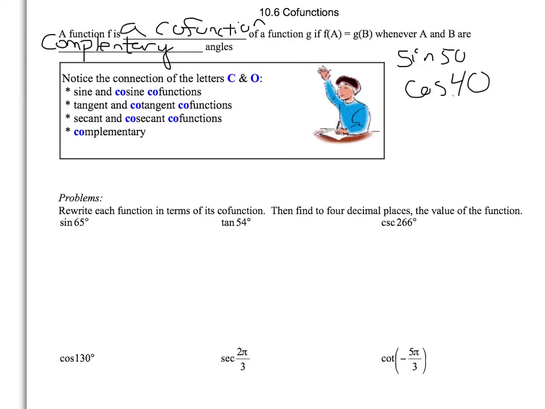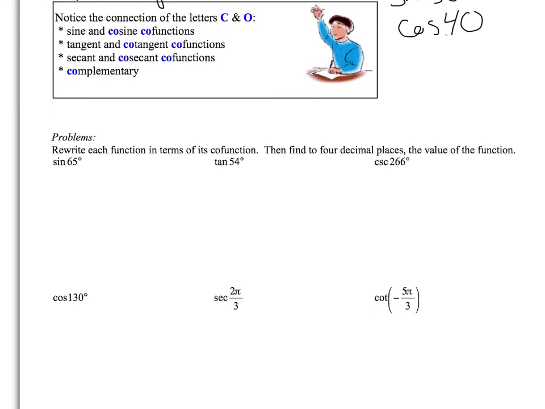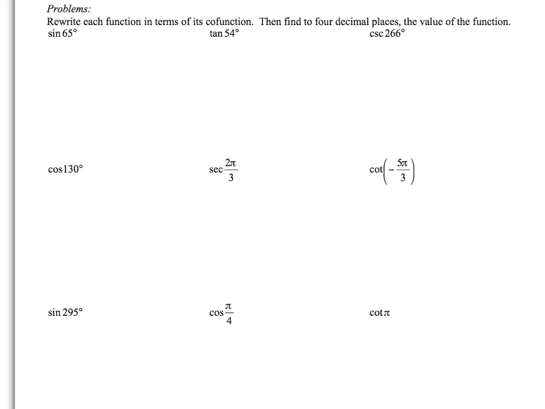Notice the cofunctions of each other, sine and cosine, will always go together, just like that sine 50 and cos 40. Tangent and cotangent go together, and secant and cosecant go together. They are cofunctions of each other. The way you can remember it is notice the cos in front of the normal secant, tangent, sine. That's one way to remember it. Let's do some practice problems. Rewrite each function in terms of its cofunction, then find the value of the function to 4 decimal places.